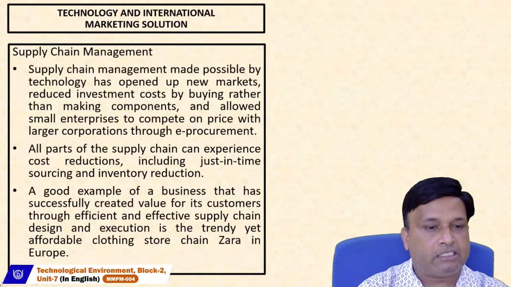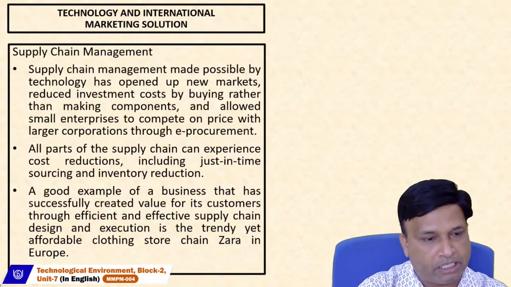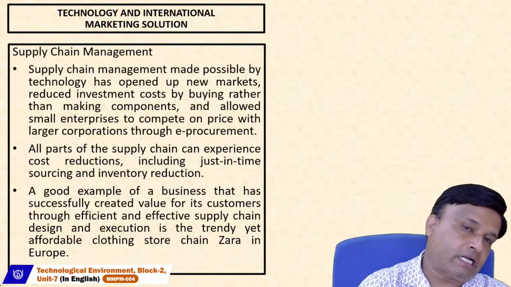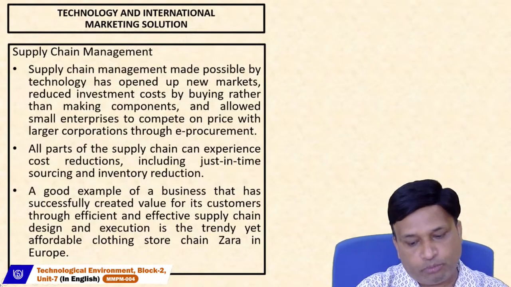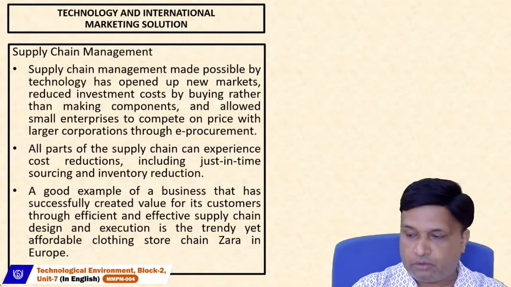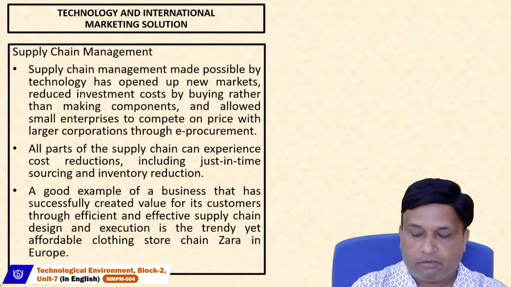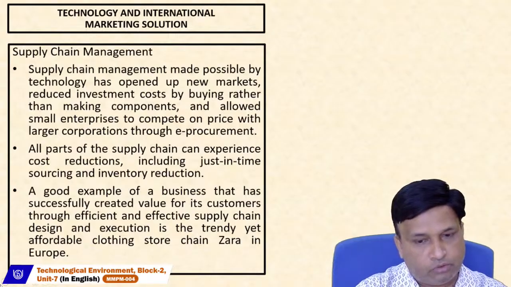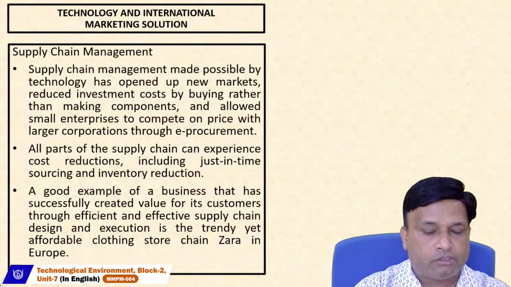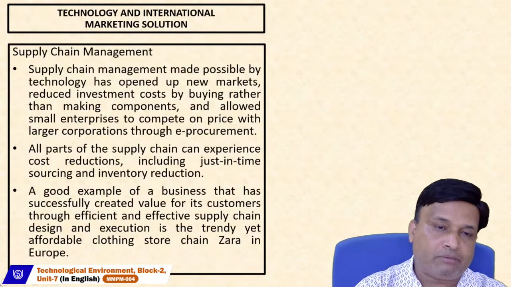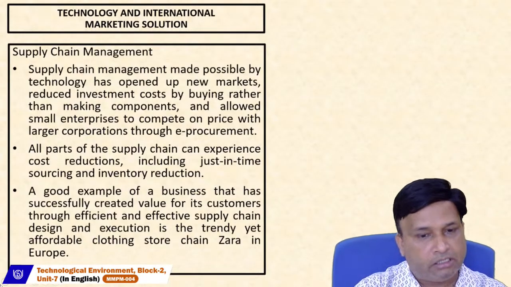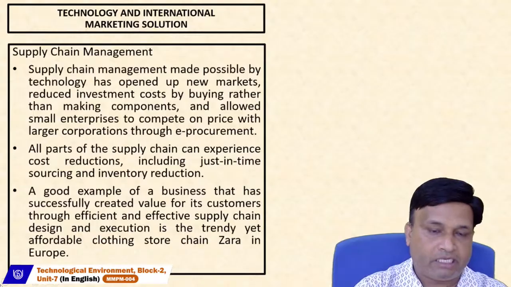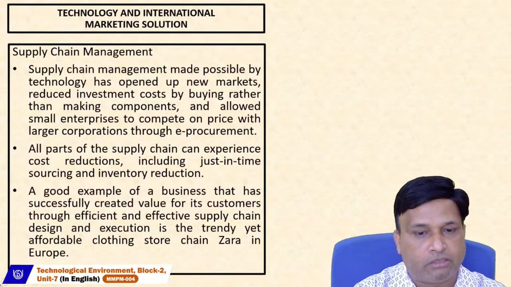A good example of a business that has successfully created value for its customer through efficient, effective supply chain design and execution is Zara. Zara International is one of the European fashion brands. What exactly are they doing? They are not only producing a product; they go for the design and procure different raw materials from different countries and make it possible. That is how the product can be branded and placed in other countries. That is possible through supply chain management. Supply chain management is making things easier for companies.